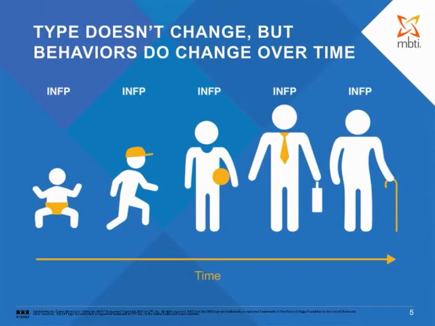Your Myers-Briggs personality type is the part of you that stays the same and is constant throughout your life, even though your behavior may change over time and in response to the situation, environment, and the roles you play in life. So your type doesn't change. However, your behaviors may change over time.